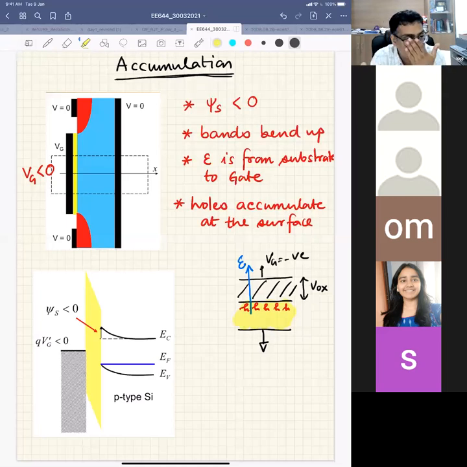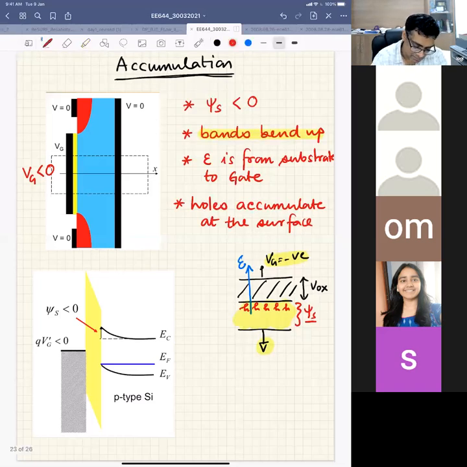The voltage drop is there will be some voltage, and this voltage will be negative because, if you think of your Kirchhoff's voltage law, here I am applying negative voltage and here I have zero. So if the voltage drop in the substrate is psi s, this psi s will also be negative. If psi s is negative, your surface potential is negative, then your bands will bend up.